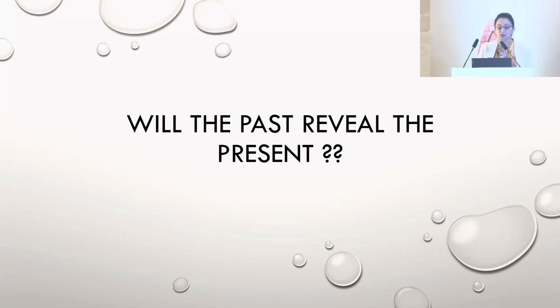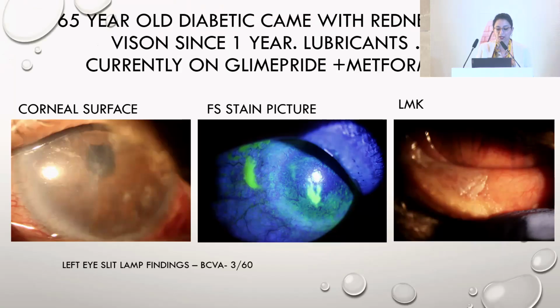The next case is: will the past reveal the present? This 65-year-old diabetic came with redness and poor vision since 1 year, using lubricants, and currently on glimepiride and metformin. This was how the corneal surface looked. The fluorescein stain picture is also there, and you can see there is obviously lid margin keratinization.